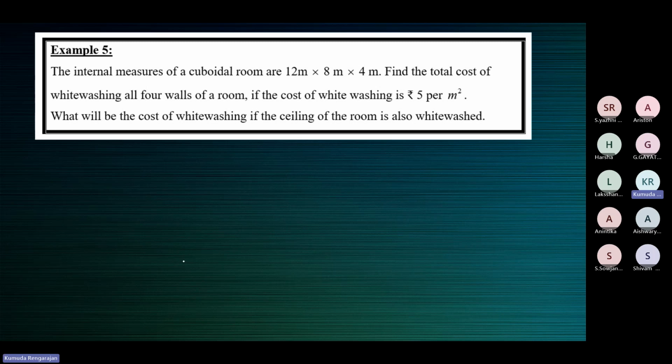See, in a room, the 4 walls and the ceiling can be whitewashed. The floor is tiled. Tiles are laid on the floor. The 4 walls and the ceiling can be whitewashed. But here only the walls are whitewashed. See, the question is find the total cost of whitewashing all the 4 walls of the room.